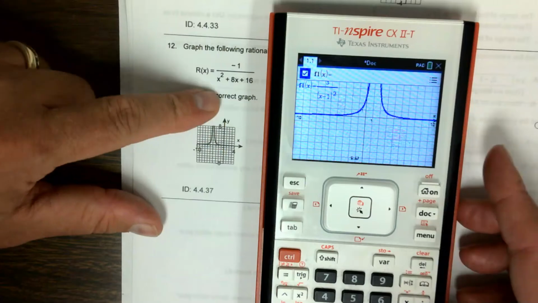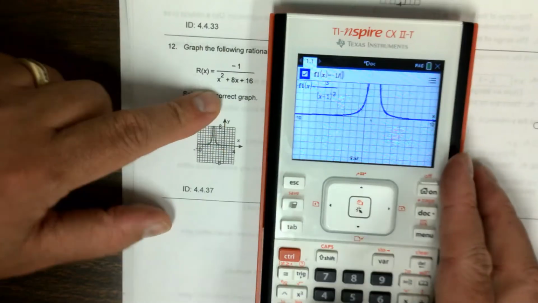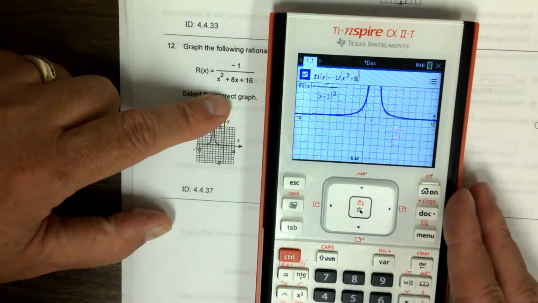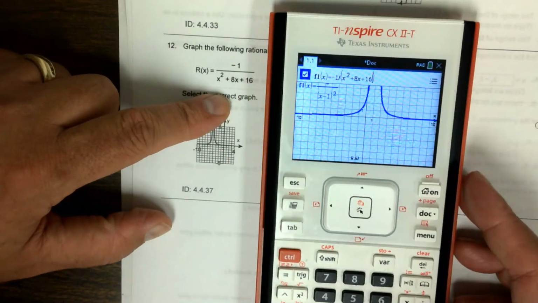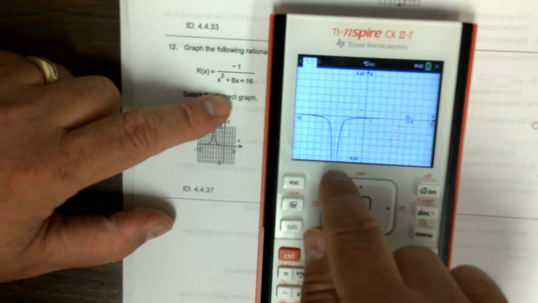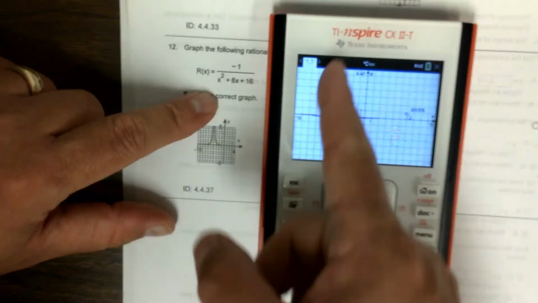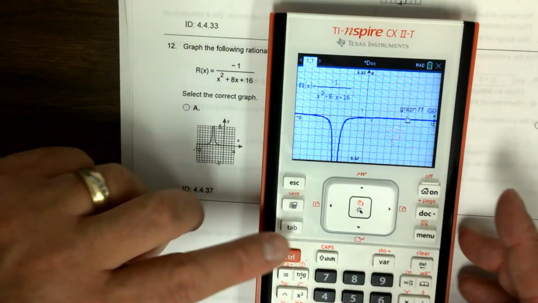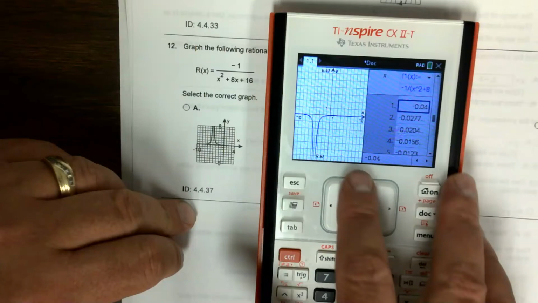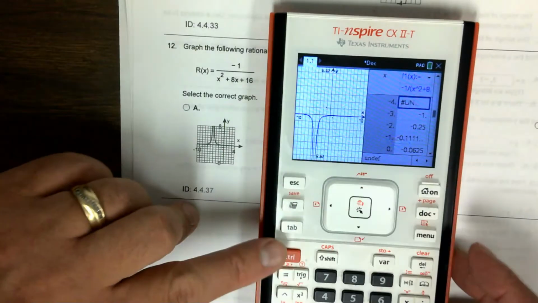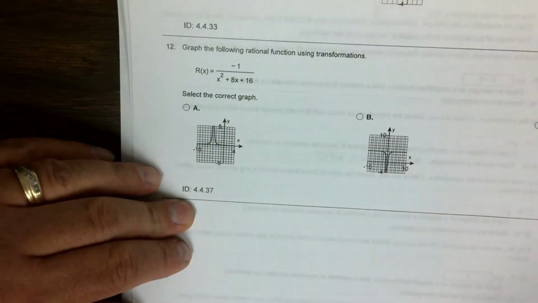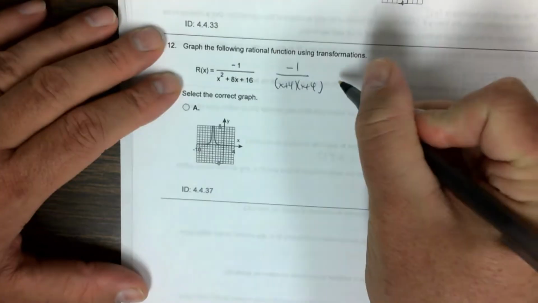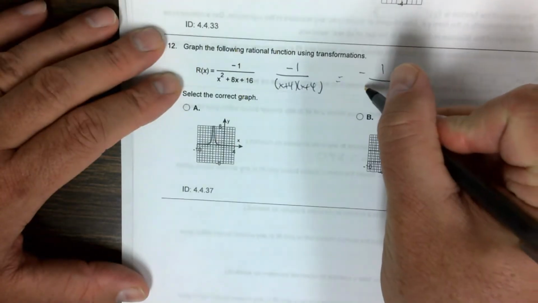-1 divided by parentheses x squared plus 8x plus 16. So here both are down because it's negative, and your asymptote is probably at -4. Let's look in the table. Sure enough, -4. So how I could have thought about that is this would be -1 over x plus 4 times x plus 4, or think of that as -1 over x plus 4 squared.